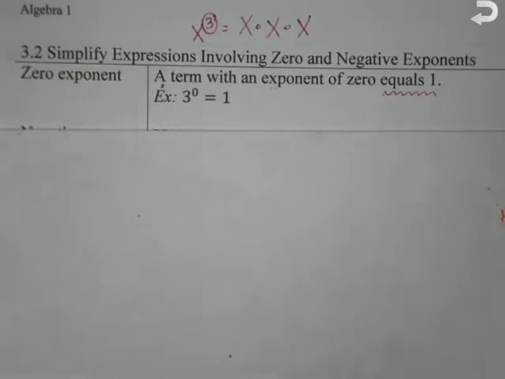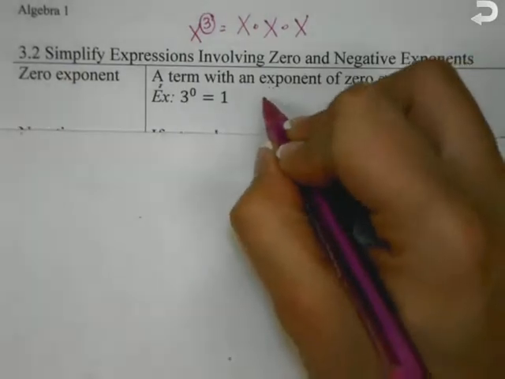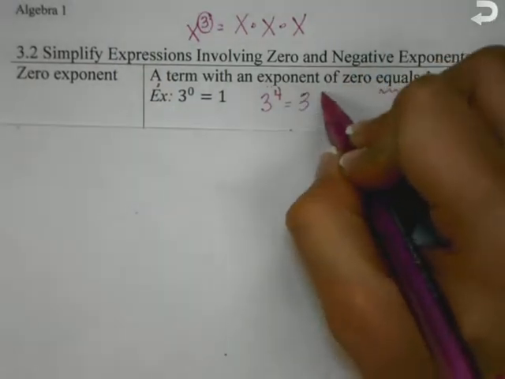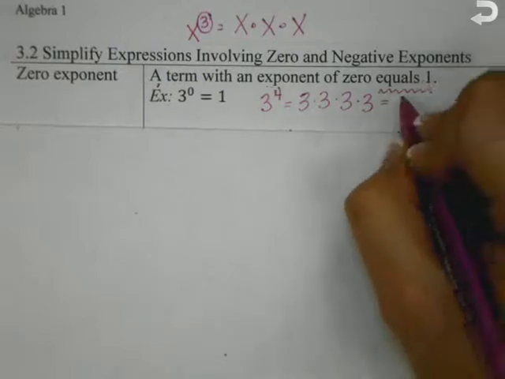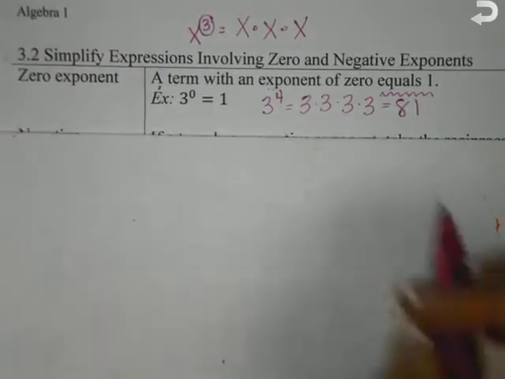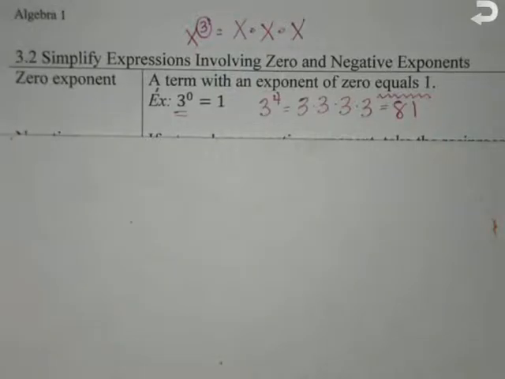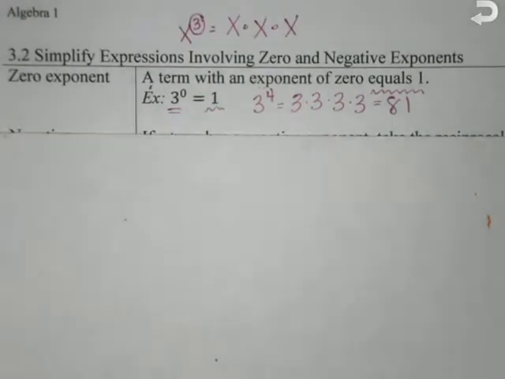Let's look at this specific one. If I give you 3 to the 4th power, what would that mean? 3 times 3 times 3 times 3, which is an answer of 81. Good. So if I have 3 to the 0 power, how many times am I multiplying 3? 0 times. So we go to the multiplicative identity, which is 1. That's why the answer is 1. If you ever get something to the 0 power, the answer is 1.